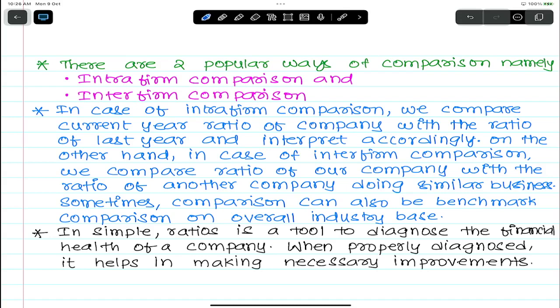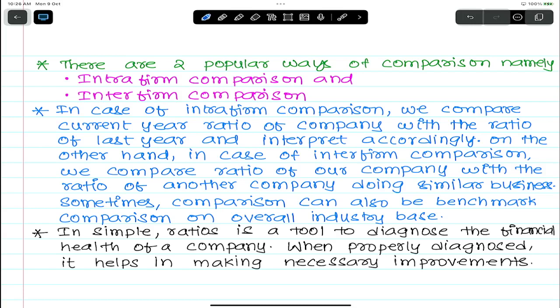On the other hand, in case of inter-firm comparison, we compare ratio of our company with ratio of another company doing similar business, also called a competitor. Sometimes comparison can also be a benchmark. Just now I told you, exemption is not given by any person. It's a benchmark number. You can also test with the benchmarks.